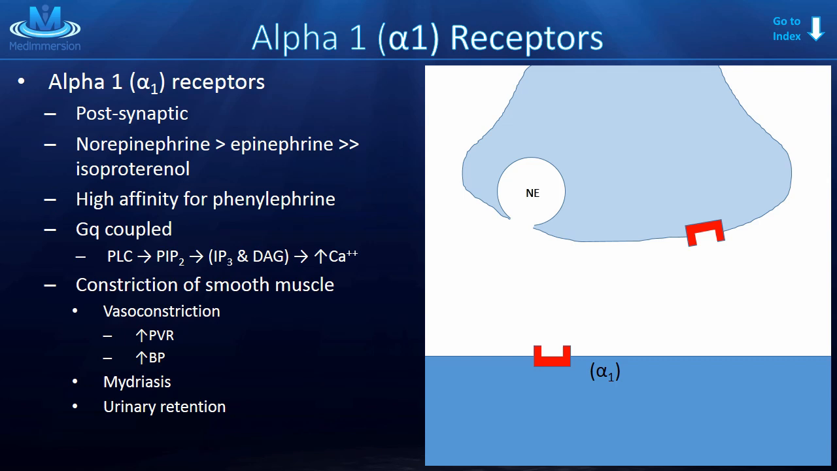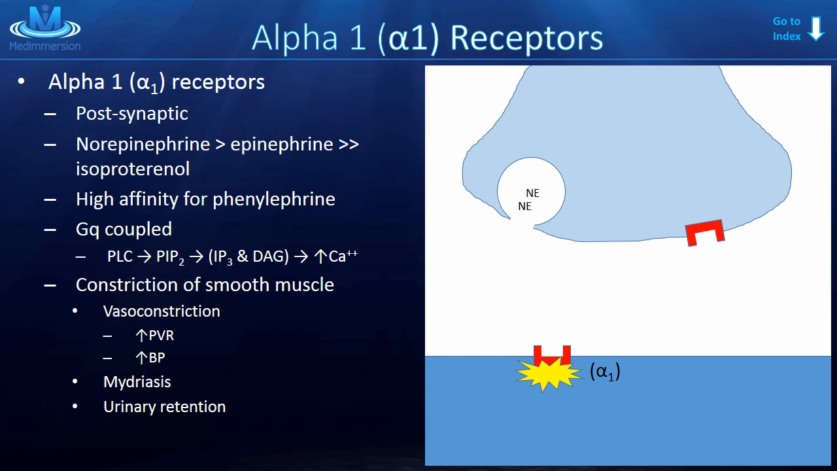Now for a little bit more detail on the alpha 1 receptor. The alpha 1 receptor is postsynaptic. It is most sensitive to norepi and then epi, and much less so to isoproterenol. And that makes sense because isoproterenol is actually a beta agonist.